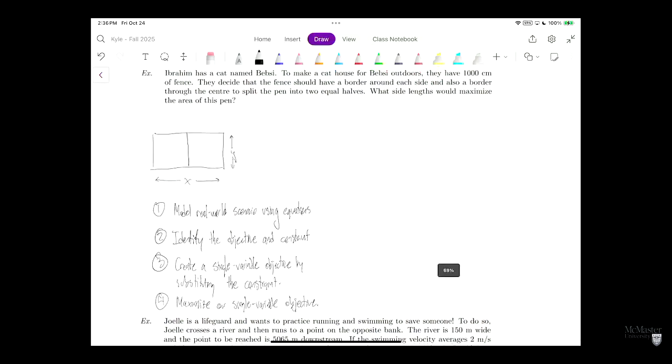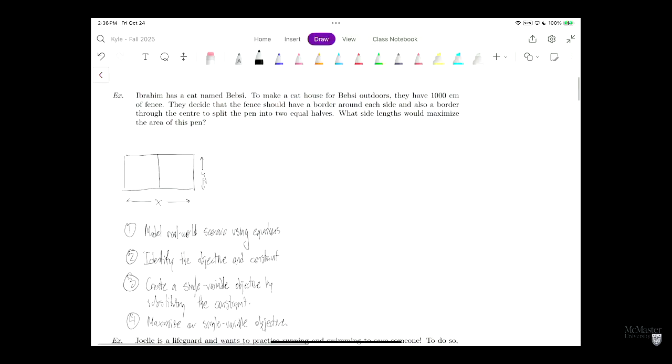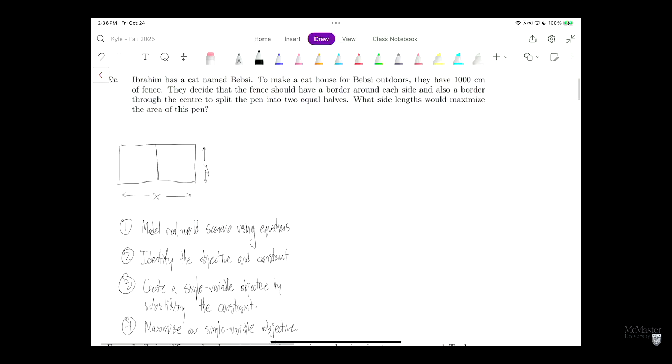Okay, so let's talk about what this means. So let's do step 1 together. We're going to model our real-world scenario using our equations. So in particular, we know that the area of this pen is, well, what's the area of this pen? We have side lengths x and y. It's a rectangle, so what's the area? xy. Very good.